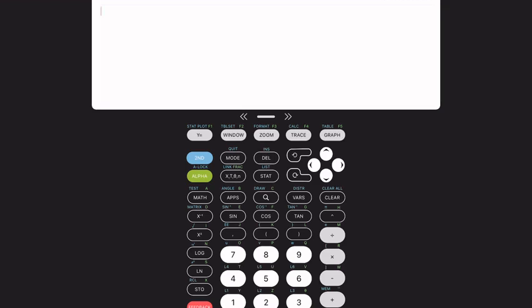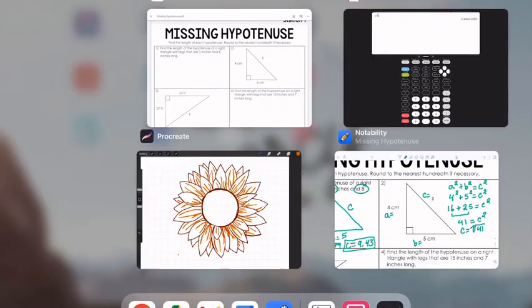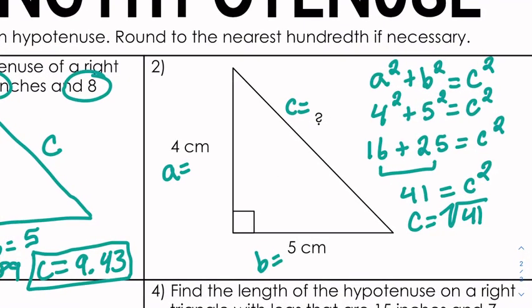All right, so my answer is 6.403, which is 6.40 or just 6.4. So we're going to go back to our problem here, and I'm going to say C equals 6.4 for my final answer.